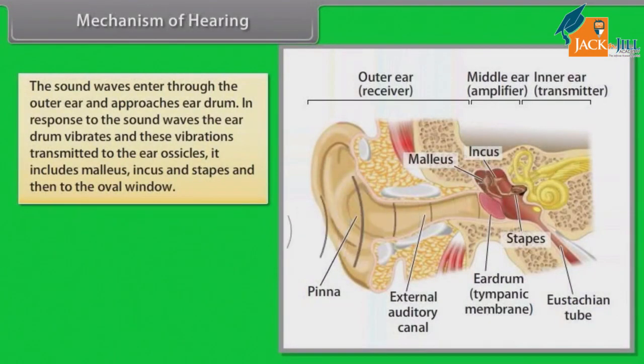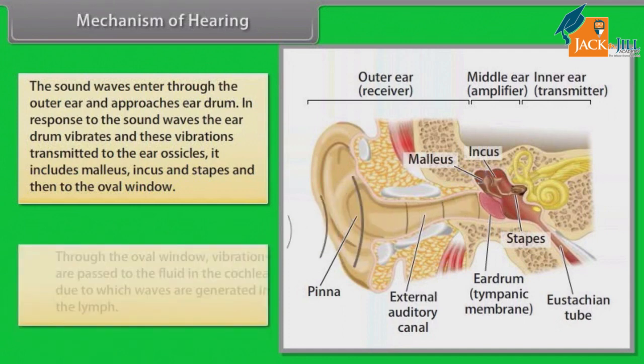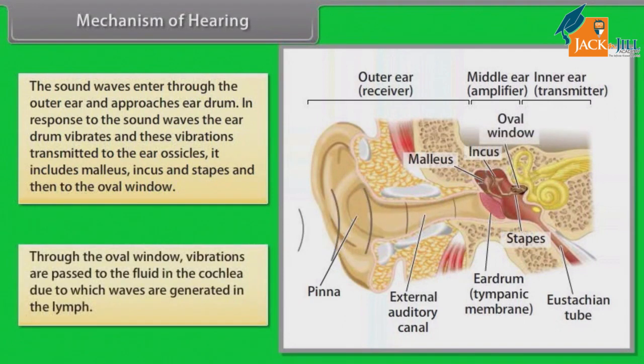Mechanism of hearing. The sound waves enter through the outer ear and approach the eardrum. In response to the sound waves, the eardrum vibrates, and these vibrations are transmitted to the ear ossicles. They include the malleus, incus, and stapes, and then the oval window. Through the oval window, vibrations are passed to the fluid in the cochlea, due to which waves are generated in the fluid.